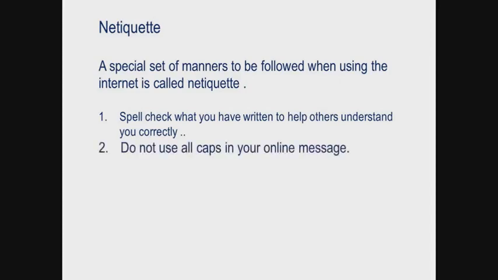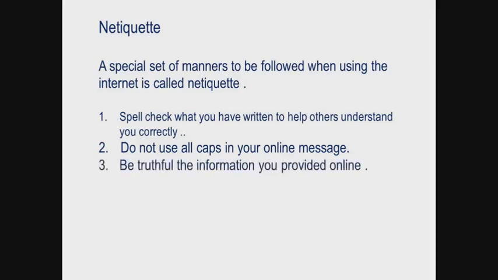Look at the second one. Do not use all caps in your online message. Why can't we use all capital letters in our online messages? Because it is a symbol of shouting. As we cannot touch it, these are all software. So while we are sending messages online through software, there is a rule: if we write all in caps, that means in capital letters, it's a symbol of shouting. So don't use all caps.